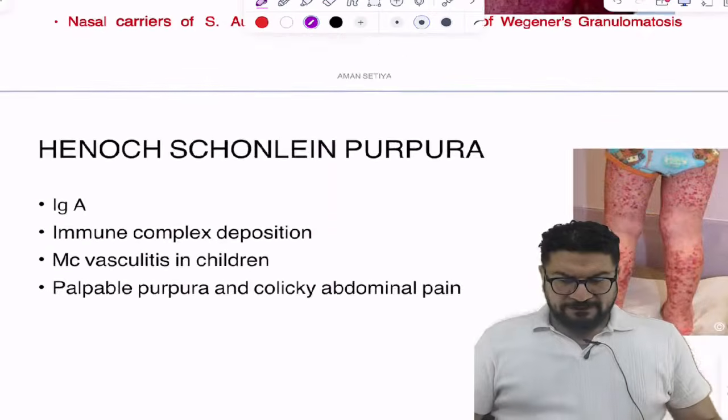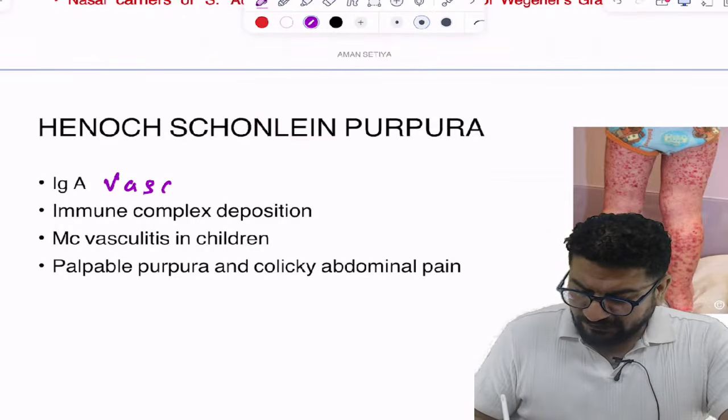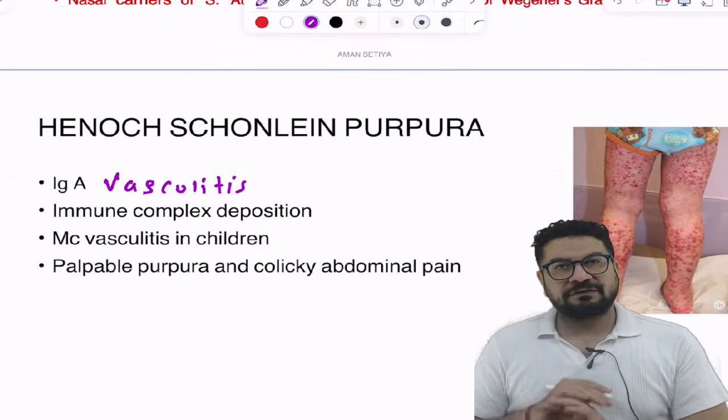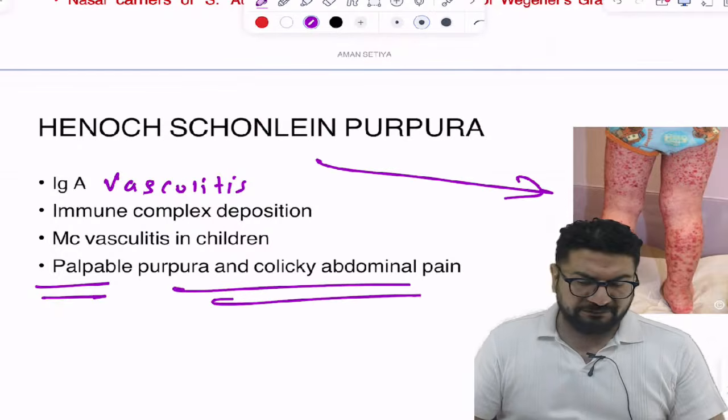Saddle nose. Okay, examiner favorite HSP. We also call this IgA vasculitis. Its other name is IgA vasculitis. It is the most common vasculitis in children. You can see palpable purpura and colicky abdominal pain. So they can sometimes ask you an image-based question.